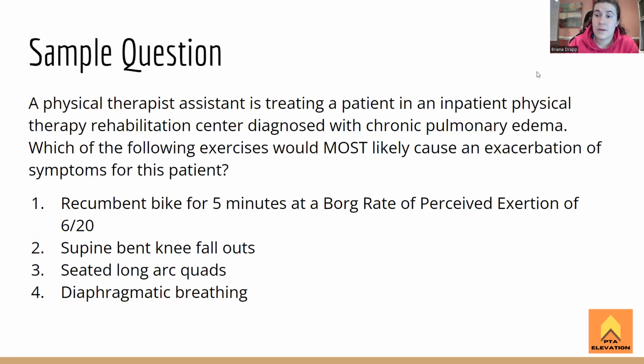So we have our sample question here. A physical therapist assistant is treating a patient in an inpatient physical therapy rehabilitation center diagnosed with chronic pulmonary edema. Which of the following exercises would most likely cause an exacerbation of symptoms for this patient? 1, recumbent bike for 5 minutes at a Borg rate of perceived exertion of 6 out of 20. 2, supine bent knee fallouts. 3, seated long arc quads. Or 4, diaphragmatic breathing. So I'll give you guys a second to think about that.